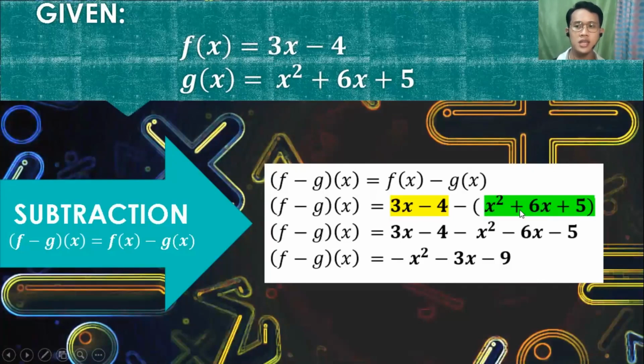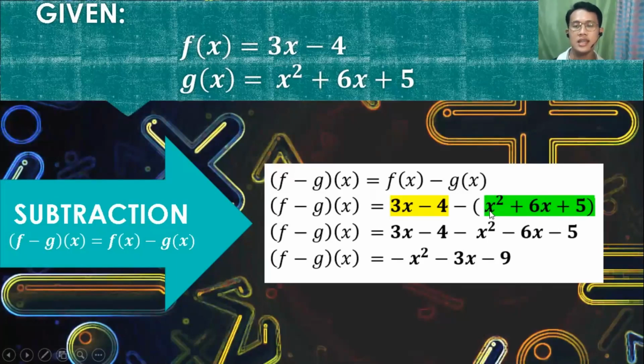Sir Franz, why do we need to put the expression inside the parentheses? It's all because we are following the rule of subtracting a polynomial. Yes, this expression is a polynomial, so we need to follow that. The rule of subtracting a polynomial is that the sign of each term will be changed.